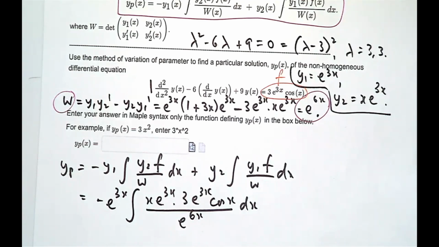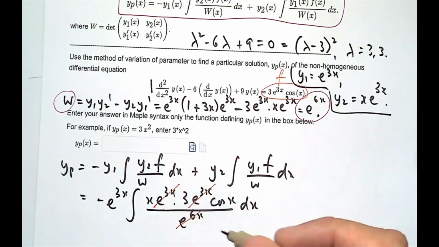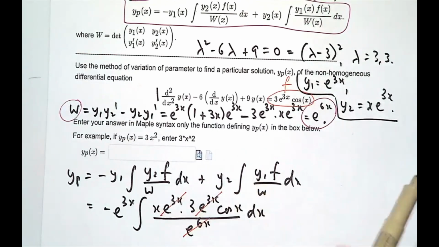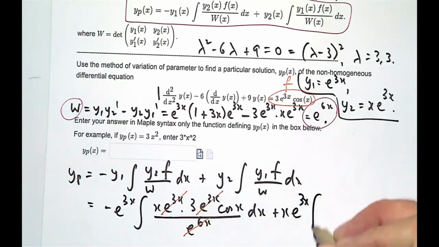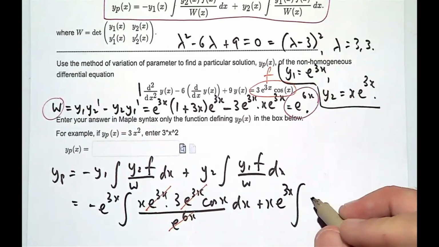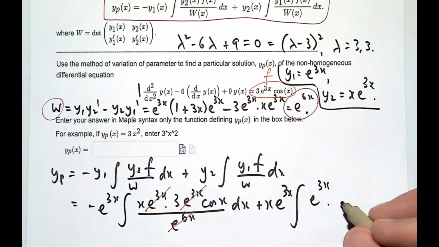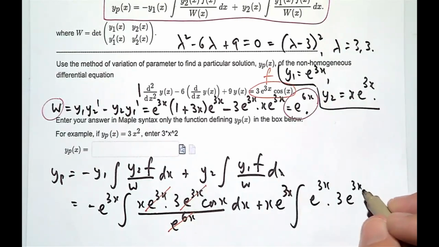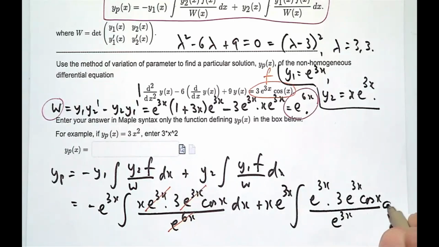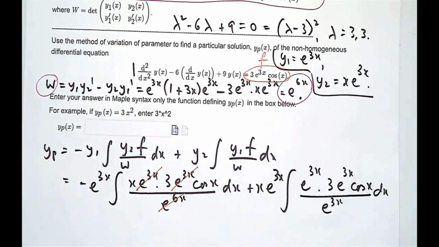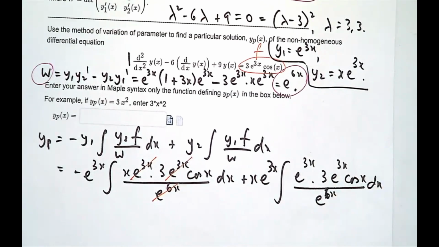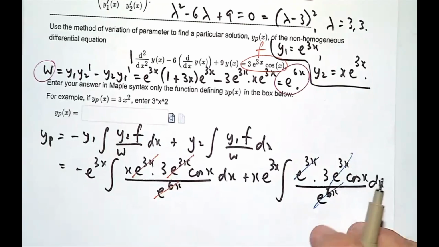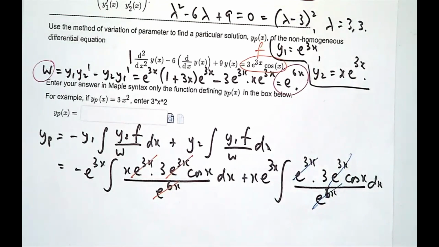So they're going to cancel, and then it's this one here. So y2 is that. Sorry, e to the 6x. So that's going to cancel. Boom, boom, boom. So the second integral's easy.